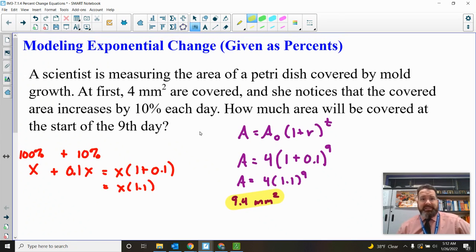So again, the big keys. You use this equation when you are given a rate of change as a percent. How much you start with, how much you end with, percent as a decimal, and how long you are doing that compounding. It looks very similar, doesn't it, to that interest formula? Those of you that looked at that recording before, very, very similar.